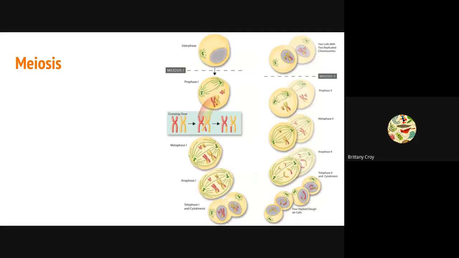Meiosis is going to go through those same four phases, but it happens twice. This is how we get our sex cells, our sperm and egg cells. And remember, the purpose here is to cut the number of chromosomes in half because our sex cells need to have half the number of chromosomes.